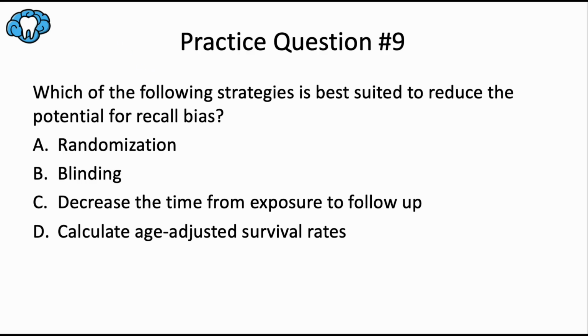So now these last two questions are going to have to do with the fourth video in the series on research bias. So if you remember my memory tip for this one, recall is most common for retrospective studies because the subjects are being asked to recall something from the past. So the best way to minimize this type of bias is to reduce the amount of time between when something happened and when they're being asked about it.